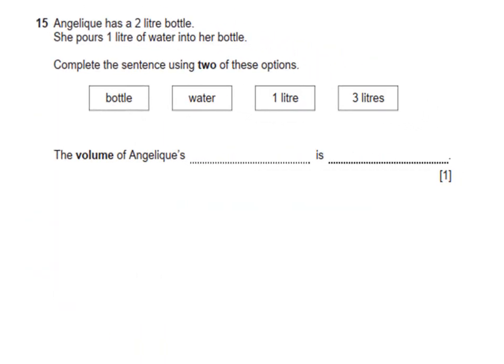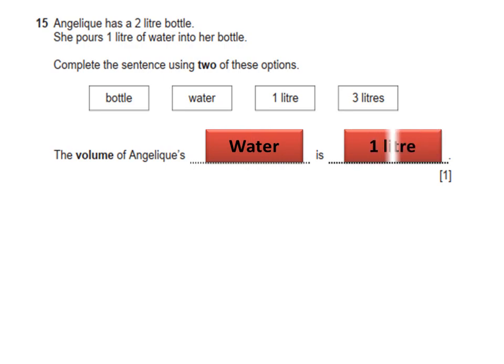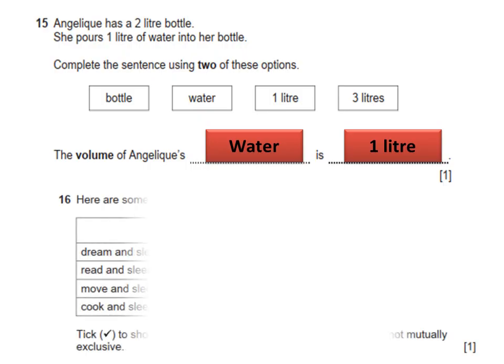Angelique has a 2-liter bottle. She pours 1 liter of water into her bottle. Complete the sentence using 2 of these options. The volume of Angelique's water is 1 liter, because she pours only 1 liter into the bottle. So it would be the volume of water is 1 liter.